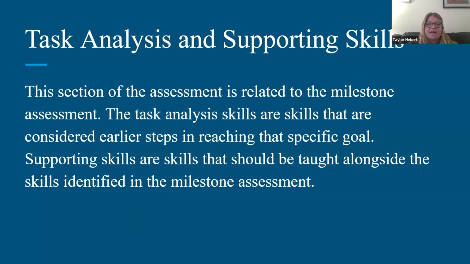Then there's another part called task analysis and supporting skills. This section of the assessment is related to the milestones assessment. The task analysis skills are skills that are considered earlier steps in reaching that specific goal. Supporting skills are skills that should be taught alongside the skills identified in the milestone assessment.